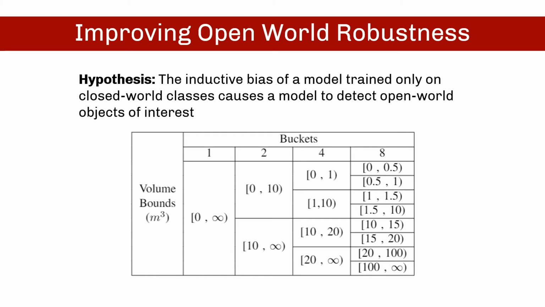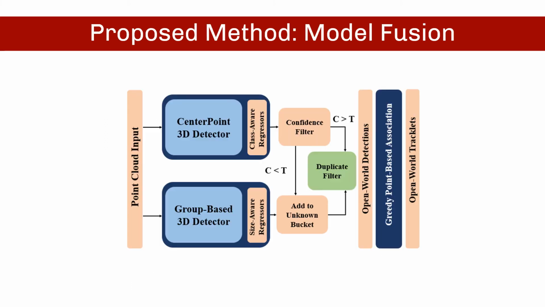Despite the simplicity and effectiveness of our baseline, we're interested in improving open world robustness. To this end, we propose a grouping-based method which classifies objects not by their class label, but rather by their object size. And the hypothesis here is that the inductive bias of a model trained on only closed world classes causes a model to detect open world objects of interest. Specifically, training on cars and vans can help detect things that are not previously seen, which may have the same shape and style of a car or a van. We incorporate the group-based 3D detector into our baseline by leveraging the detections generated by this group-based detector and assigning them to the unknown bucket.